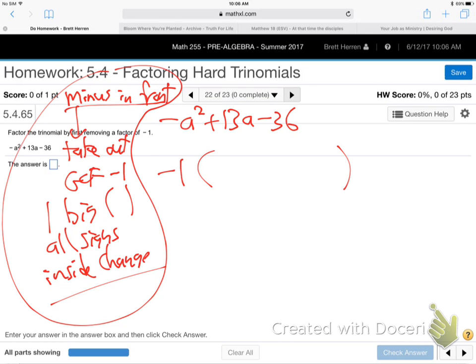You know what I'm talking about? So you put a minus 1 in the front. All the signs inside change. And you got to do the 1 big parenthesis. So that's what you always do when there's a minus in the front. You got to take out a negative 1 big parenthesis. That'll change all the signs on the inside. So we'll get plus a squared minus 13a plus 36. Does that make sense? Because minus 1 times a squared, minus times minus, and minus times plus. See how that works?